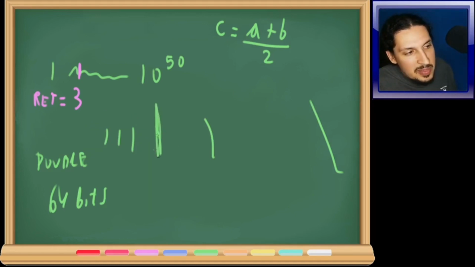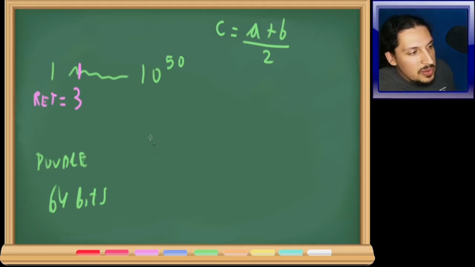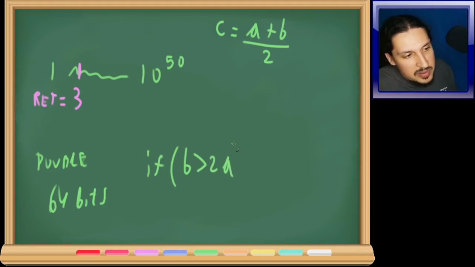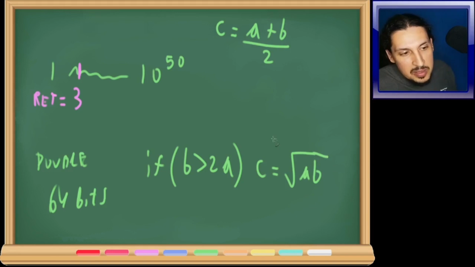When you split in the middle, you're not actually splitting in the middle in terms of the number of doubles. So you can use this trick, which will get you faster convergence in this kind of case. Basically, if B is quite a bit larger than A, more than twice A, then instead of using the arithmetic mean, use the geometric mean. Because this is like taking the midpoint in the exponent.